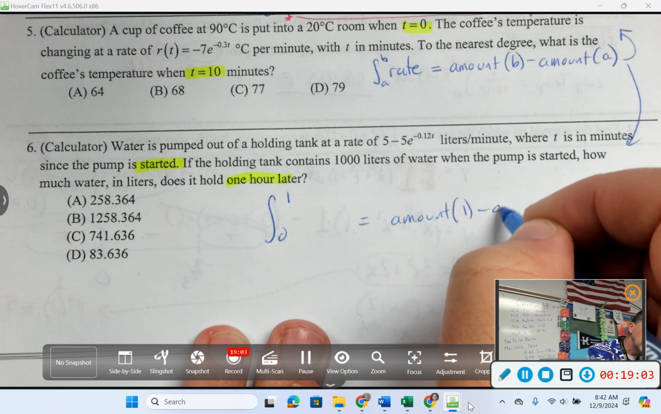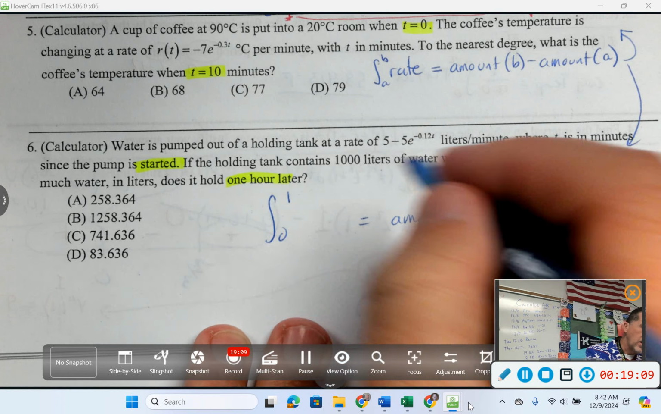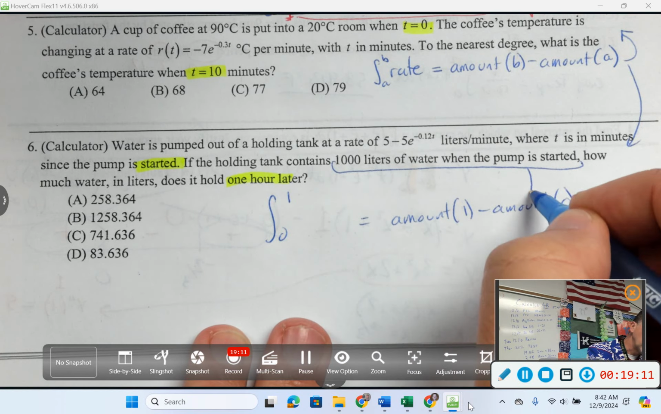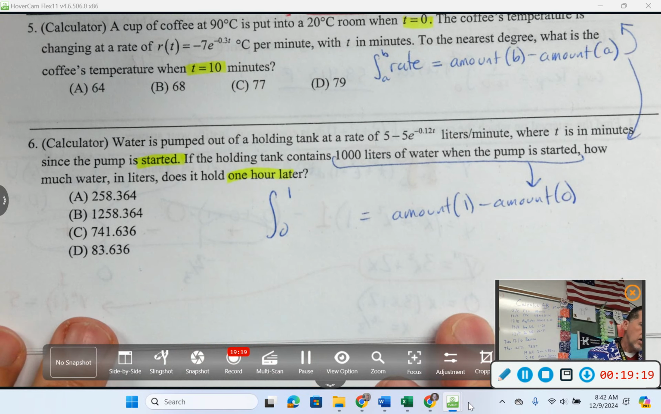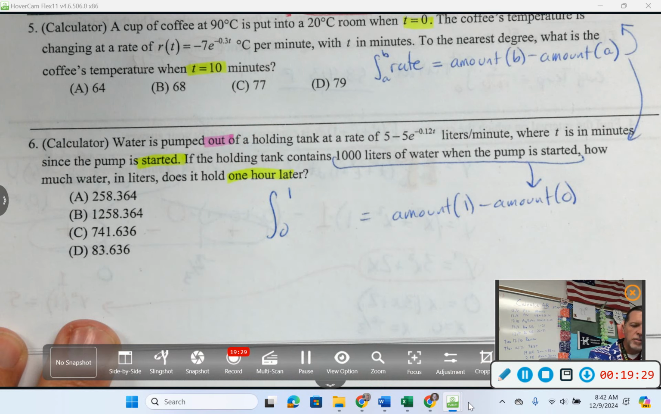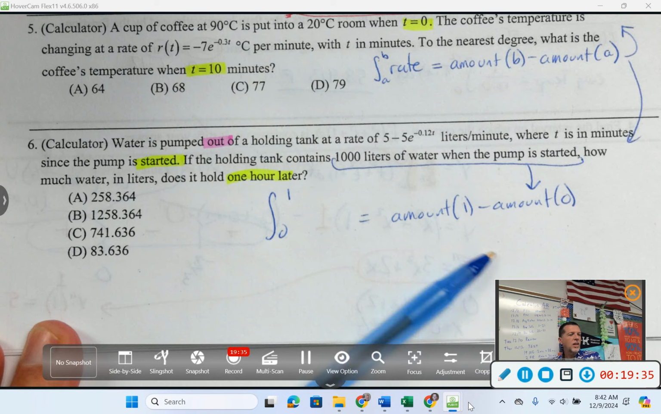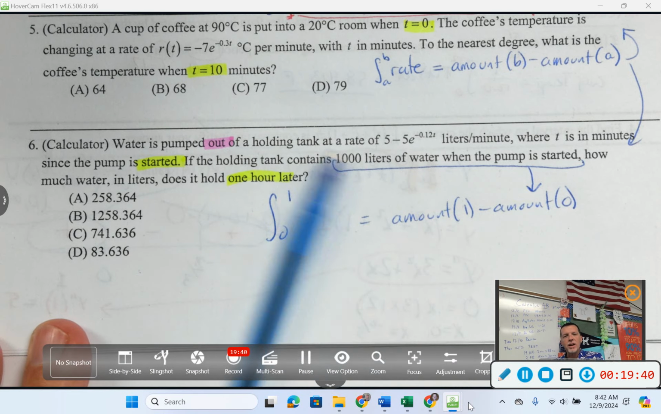Equals the amount at 1 minus the amount at 0. Usually they give you one of those. 1,000 liters when you started. This one would be tricky because I have to be careful here. Pump out. So you're going to be careful with the signs on this one. If we're pumping out, then that means the amount's going to go down. So as long as you keep that in mind.